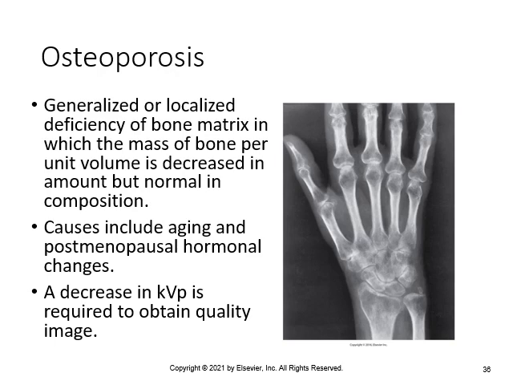So osteoporosis is the generalized or localized deficiency of the bone matrix in which the mass of the bone per unit volume is decreased in amount but normal in composition. So with osteoporosis, we're maintaining that same trabecular pattern, that same bony cortex, but it's just thinning it out. And so a lower level of osteoporosis is called osteopenia. So with mild thinning, they'll be classified as osteopenia. Once the thinning is significant, then it moves into the category of osteoporosis.